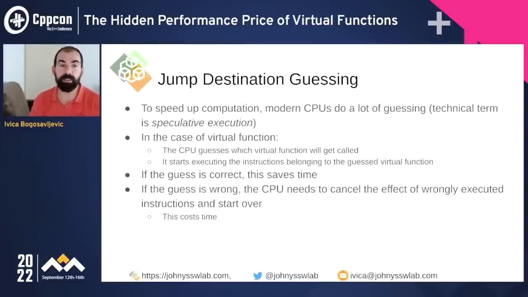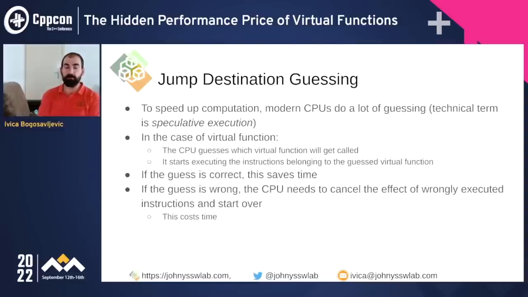The next thing is called jump destination guessing. So what is jump destination guessing? Now, to speed up computation, modern CPUs do a lot of guessing. The technical term for this guessing is speculative execution.